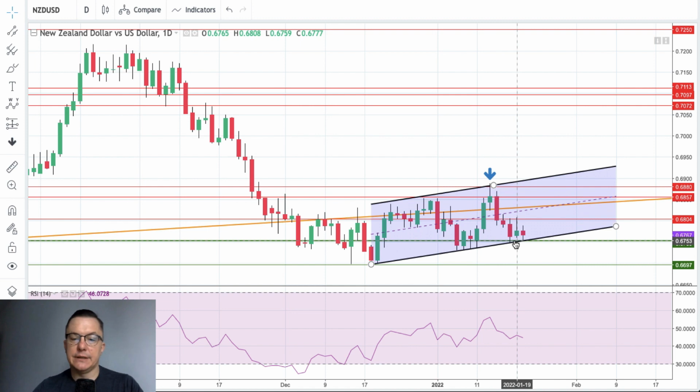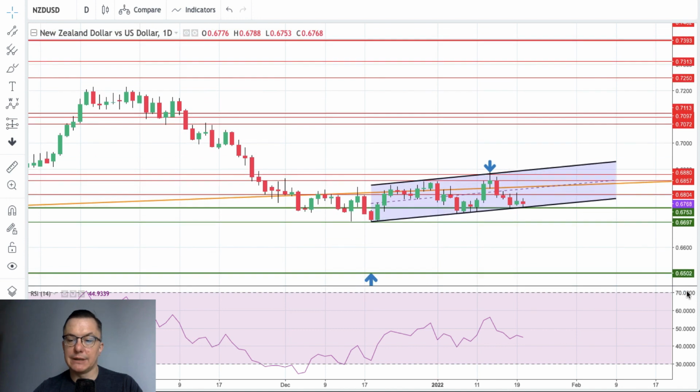Still, it is a channel, and any violation of 6,753 opens the road to the swing low at 6,697, and then a possible breakout lower towards 6,502, which is the key long-term technical support for the New Zealand dollar.